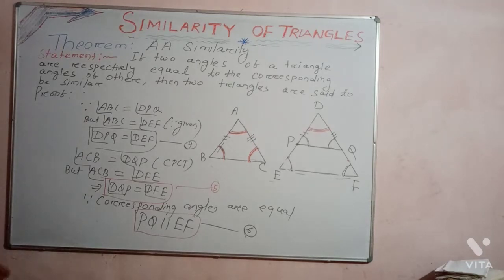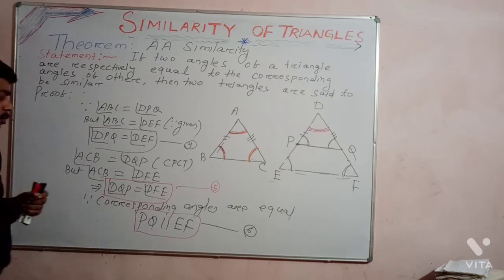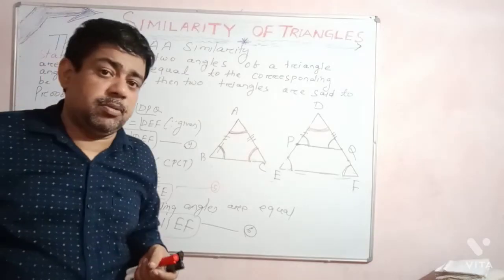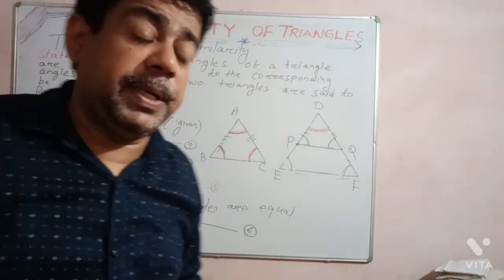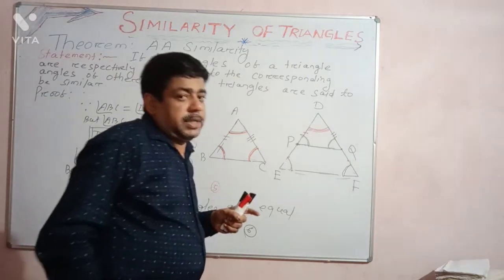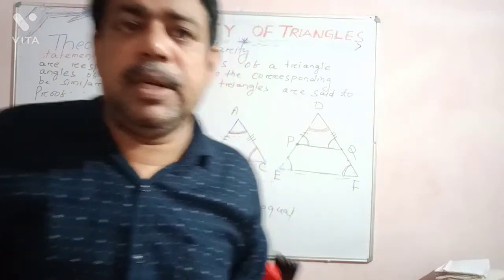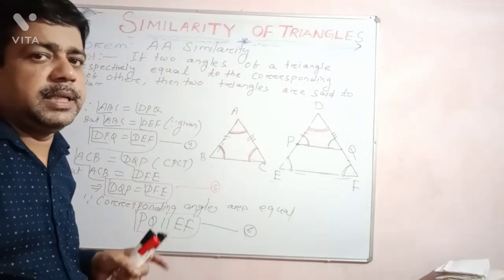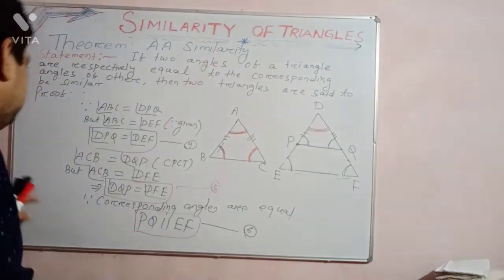Understand? Since PQ is parallel to EF, according to the basic proportionality theorem. Yes or no? If PQ is parallel to EF, this is the BPT theorem, the basic proportionality theorem, not the converse. So the BPT theorem says that if a line is parallel to one of the sides of a triangle, then it intersects the other two sides in the same ratio. Yes or no?